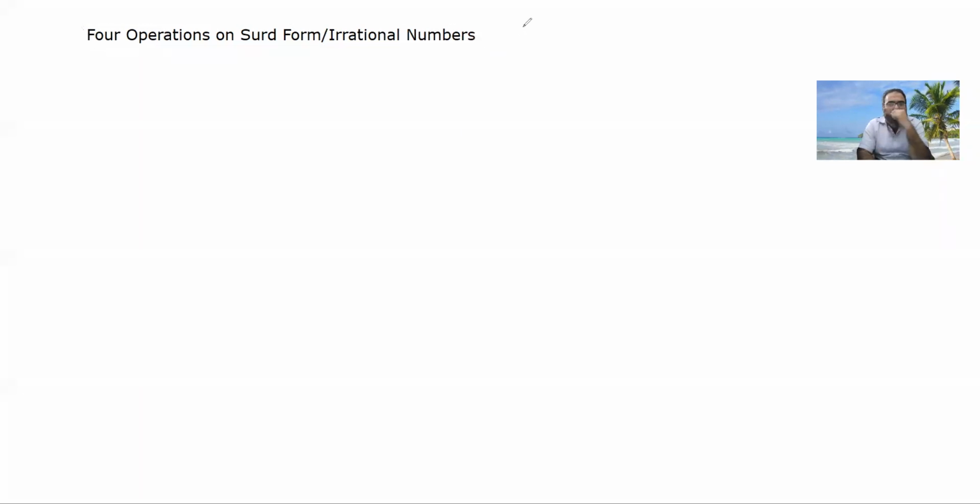Okay guys, if we want to learn the four operations on surd form, the first thing we must know is, obviously, what a surd form is. A surd form is basically when you have something like the square root of 10, maybe, or the square root of 8. These are the typical numbers in surd form. When we talk about the four operations, that means we have to learn how to add, subtract, multiply, and divide them. Okay? So before we do these four operations, let's see if we know how to write them in the simplest form.